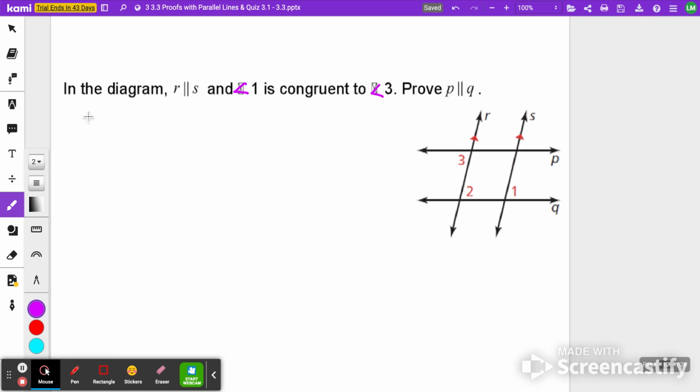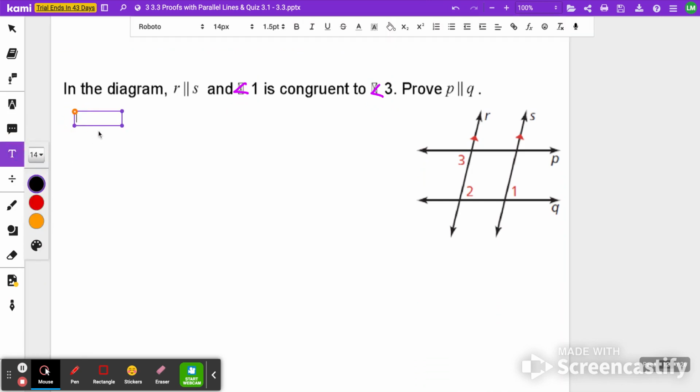This one I might want to write a paragraph proof. So we start with our given. So I'm actually going to type this in a text box. So angles 1 and 2 are congruent since we are given that line R is parallel with line S. Okay.